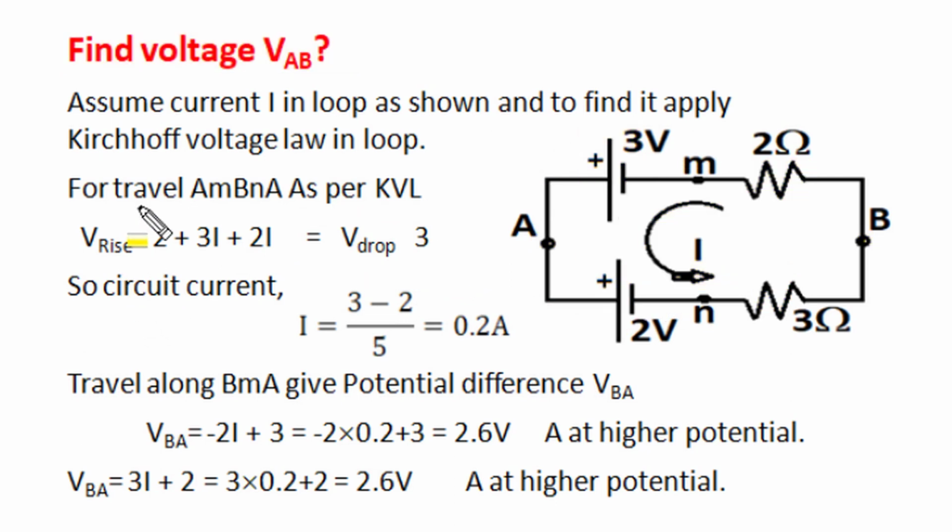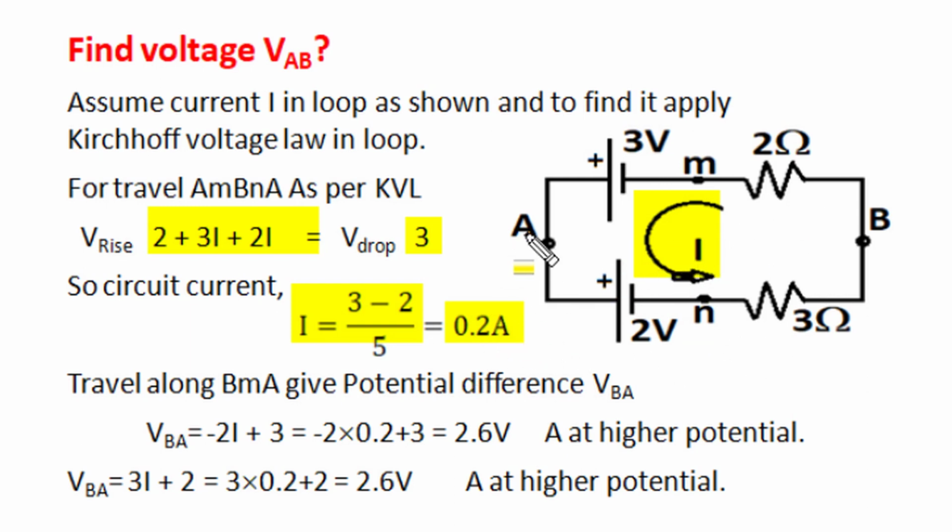Simplification of this KVL equation results in 5I equal to 3 minus 2, or circuit current, which we have assumed I, becomes 1 by 5 or 0.2 ampere in this direction. Now the positive answer of current indicates that the assumed direction and actual current direction are the same.